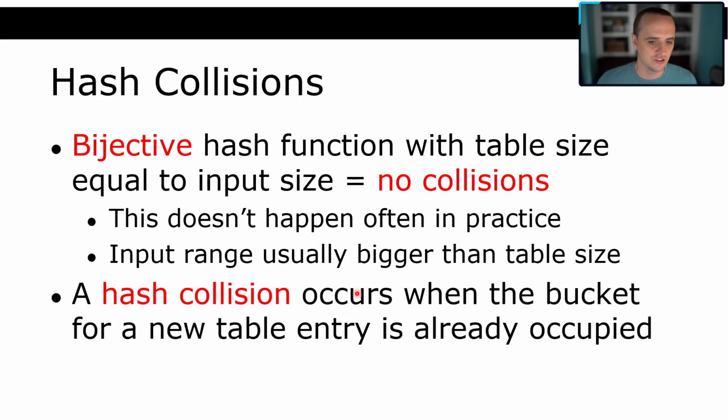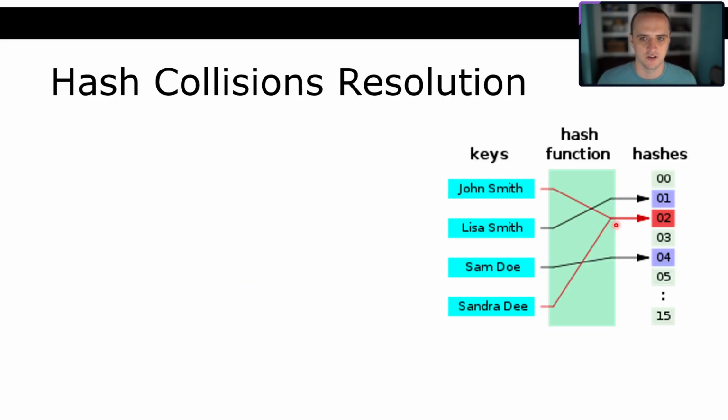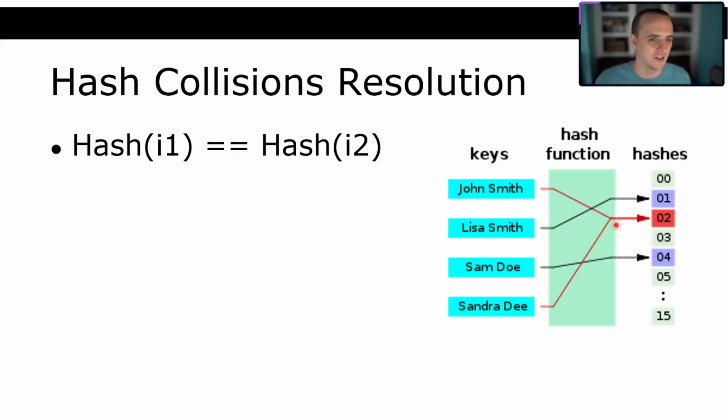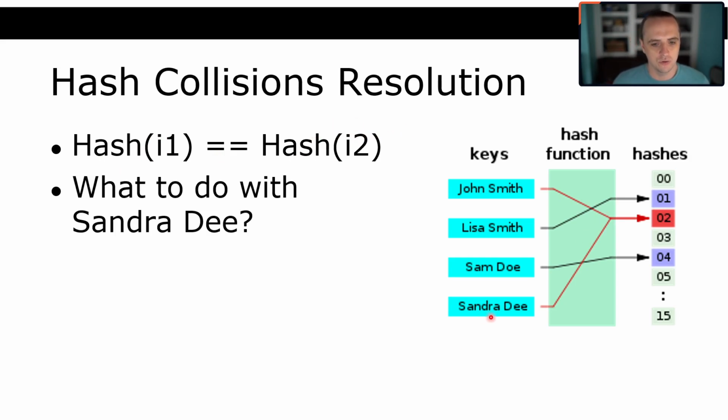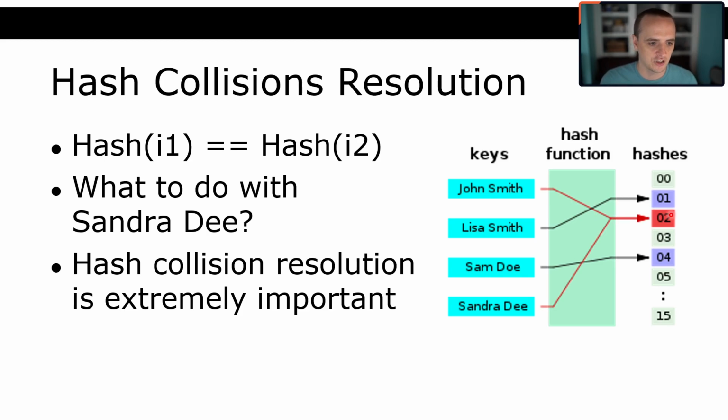So a hash collision is going to occur when the bucket for a new table entry is already occupied. So mathematically, this is when the hash of one input equals the hash of another input. So what do we do with Sandra D? Okay, it sounds like an old movie or book title, right? What do we do with Sandra D? Well, when Sandra D's name went to go into the hash table, John Smith's value was already there. So hash collision resolution is very important.